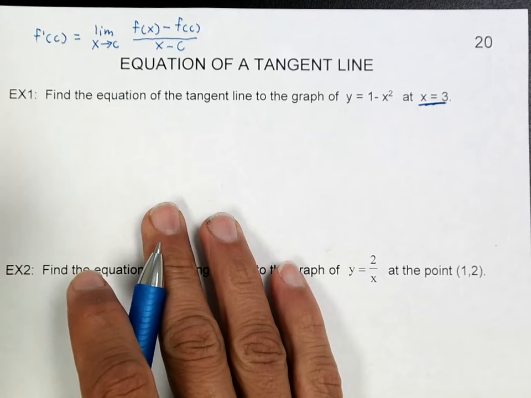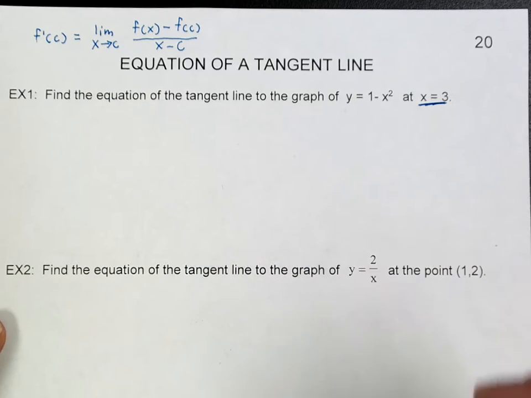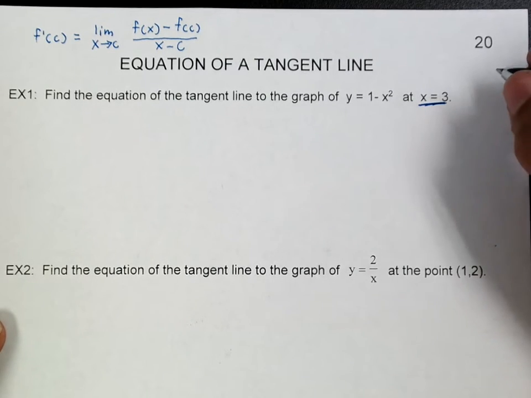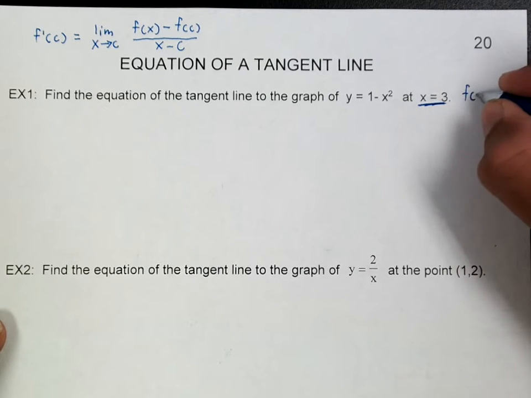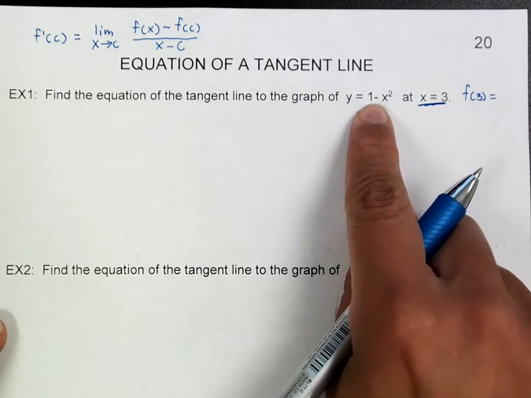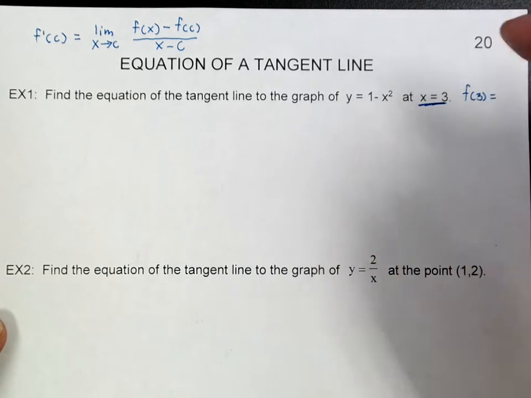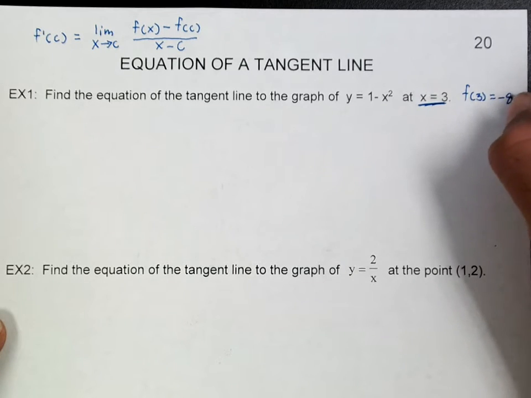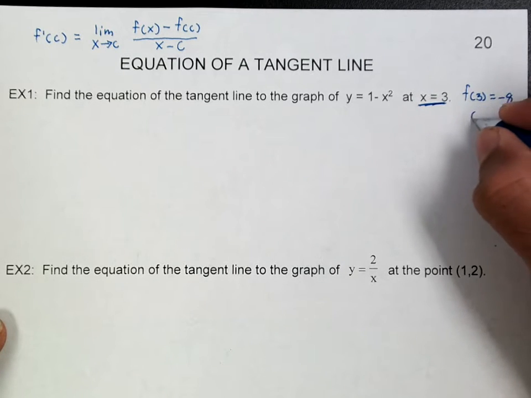Okay? So don't forget. So the first thing we've got to do though is we need to find out what f of c is. In this case I need to find out what f of 3 is. So when I plug a 3 back into here, I get 1 minus 9. So that's going to give me a negative 8. Alright, so I have a point on the graph, so I'm going to write this like this. I have a point on the graph that's (3, negative 8).